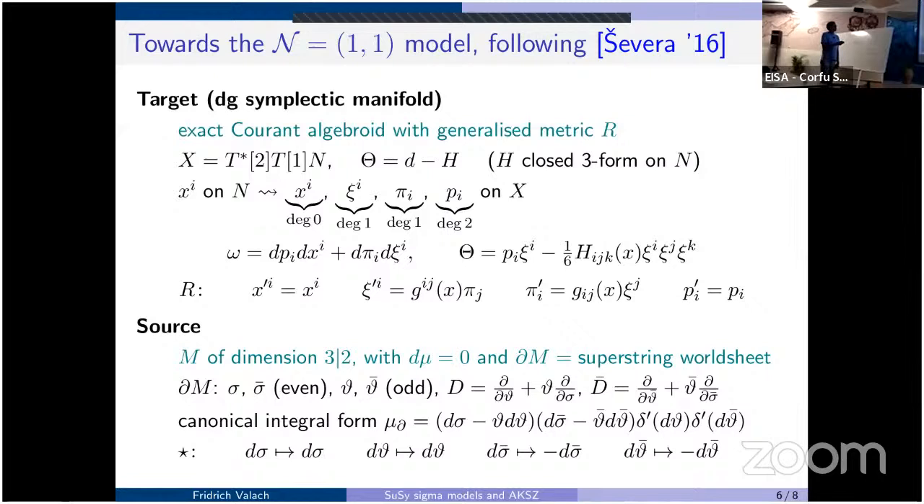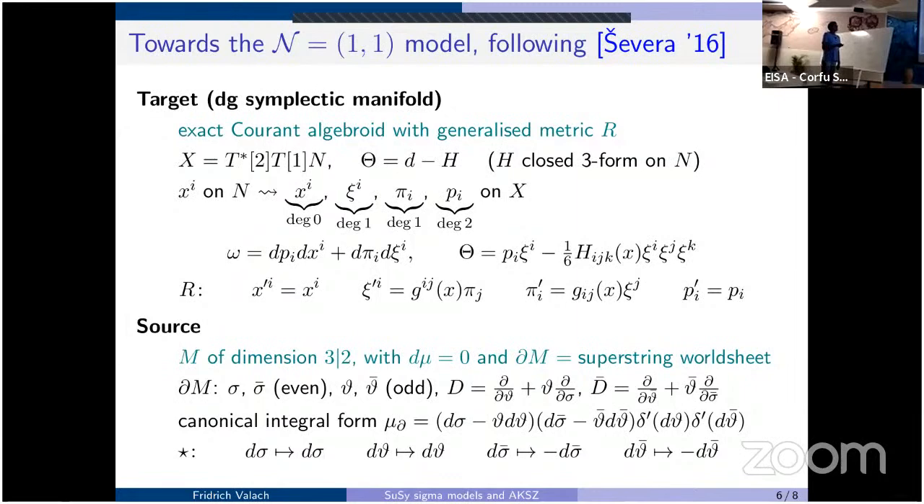having a generalized metric on an exact Courant algebroid, you can always find a suitable set of coordinates or a suitable identification such that the generalized metric, which is a diffeomorphism in this language, a diffeomorphism of this graded space, acts as follows. So basically the parameter here is some metric.